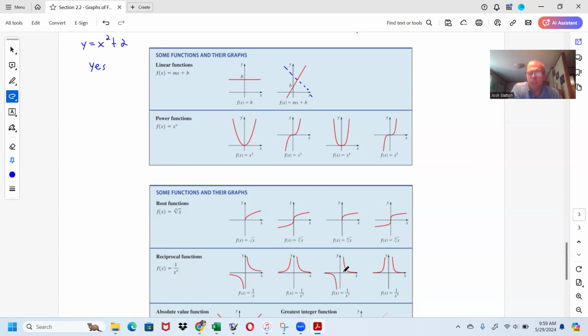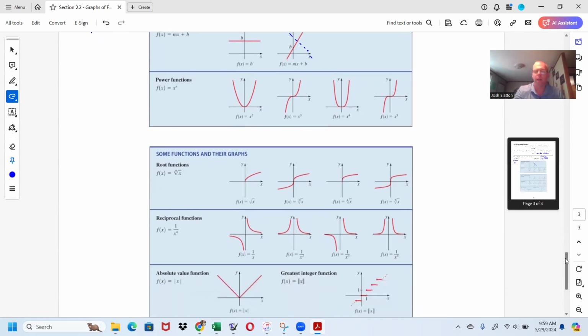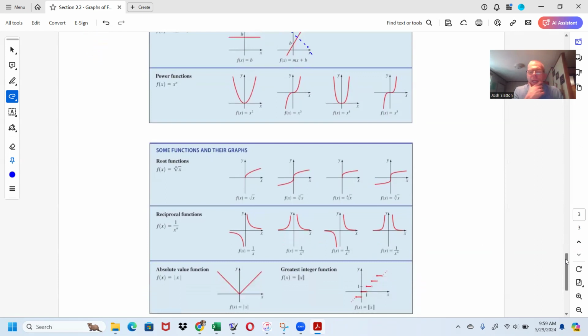1 over x cubed, again, notice 1 over x and 1 over x cubed look similar. 1 over x squared and 1 over x to the fourth look similar. So these are the kind of patterns that you need to pay attention to. And that will help when we start graphing these and want to shift them around and flip them upside down, that kind of thing.